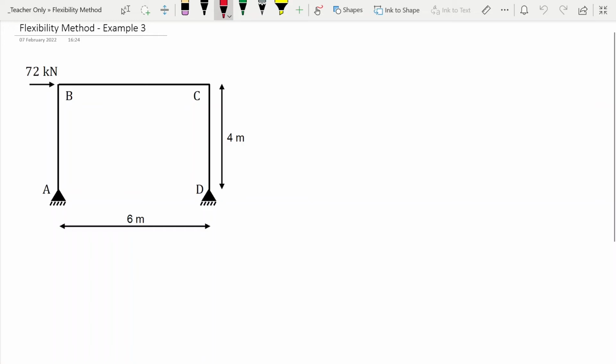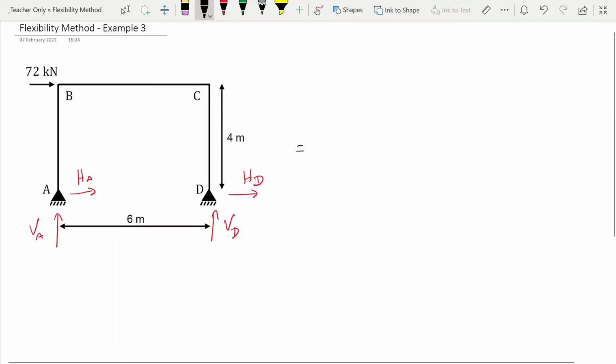Hi everyone, this video is the solution to example 3 on the topic of flexibility method. Similar to the previous example, we have again 4 reactions. So we have 2 reactions at A, the vertical and the horizontal, and we have 2 reactions at D, the vertical and the horizontal. In this example, we're going to choose to remove the reaction at A, the horizontal one.